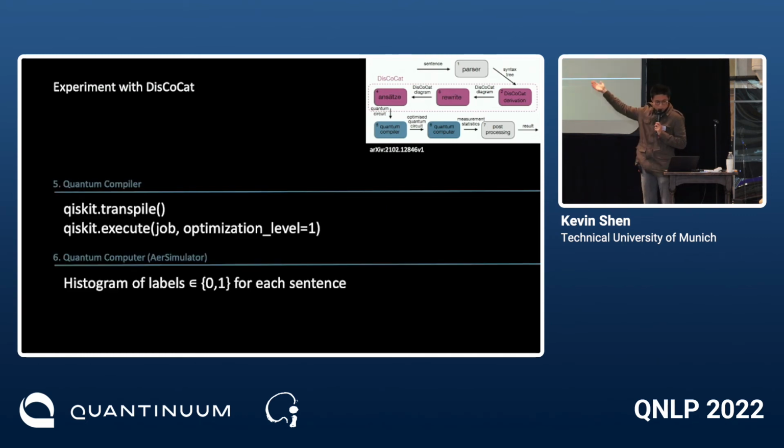The next step is, once we have these quantum circuits, we can compile them so that they can actually be run on a quantum device. Since we are using Qiskit, it's automatically done with the Qiskit transpile function. We can also adjust the optimization level when we execute the job. Then we run the circuits on the quantum computer, or actually the simulator, because we didn't have access to a real device. We don't want to pay.